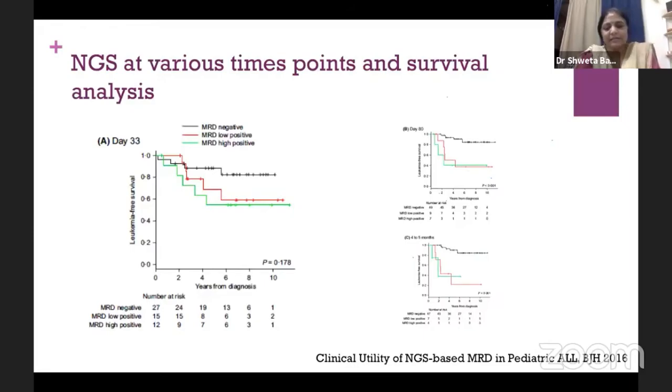This is a diagram to show NGS at various time points of survival analysis. It was seen that for patients who were NGS MRD negative on day 23, not much demarcation was seen. But if you have persistent NGS positivity on day 80 or at 4 and 5 months, then these patients definitely do very poorly as compared to those who are MRD negative. So this will help us in identifying a lot of patients who have late relapses, and then these can be intervened early to prevent a relapse.